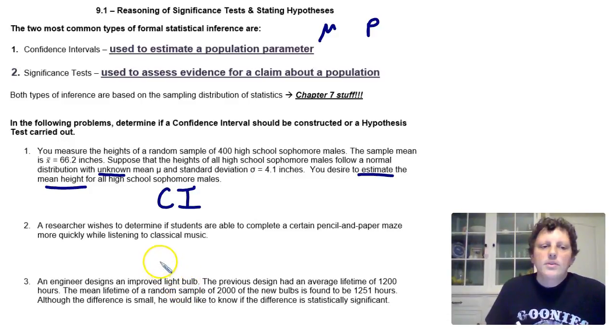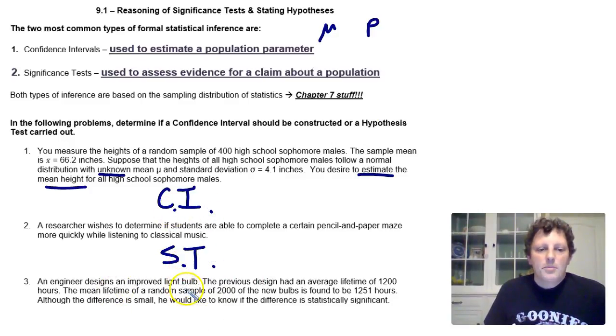Number two, a researcher wishes to determine if students are able to complete a certain pencil and paper maze more quickly while listening to classical music. So they're going to have a time for completing the maze without the classical music, and now we're trying to see whether classical music will improve the time. So we're testing this claim that classical music is going to help the students on the paper and pencil test. So this is actually going to be a significance test, or a hypothesis test.